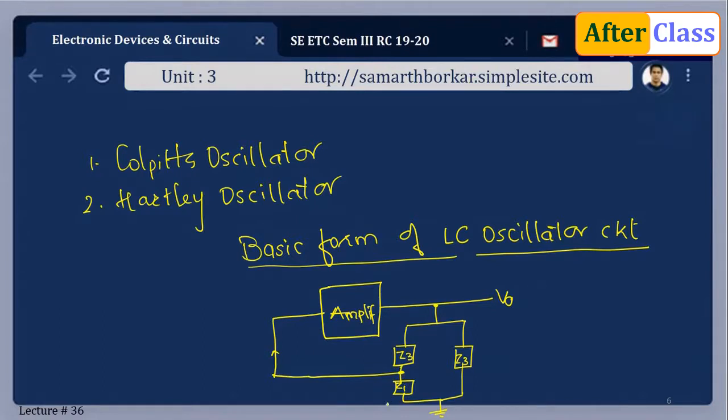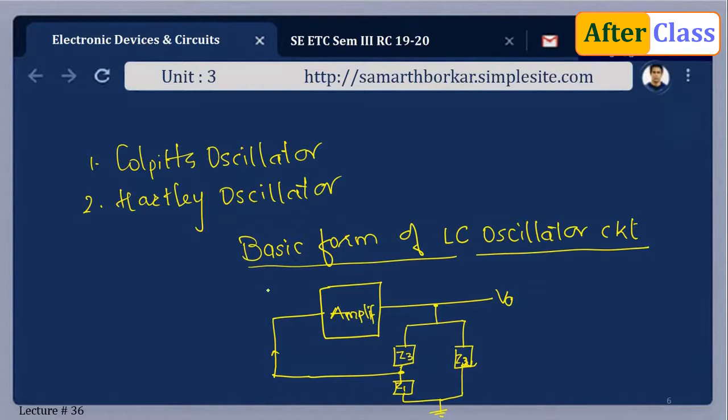Now here I'm just expressing it in terms of impedances. In case of a Colpitts oscillator, in place of Z1 and Z3 we are going to use capacitors, and Z2 will be an inductor. So Z1 and Z3 will be capacitors and Z2 will be an inductor in case of the Colpitts oscillator, and in case of the Hartley oscillator Z1 and Z3 will be inductors and Z2 will be a capacitor. Now there is another variation to this which is known as the Clapp oscillator that we will discuss a little later.